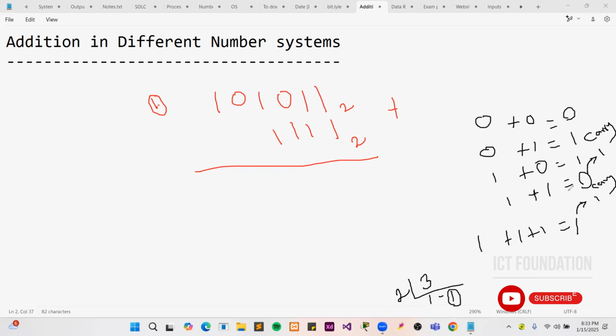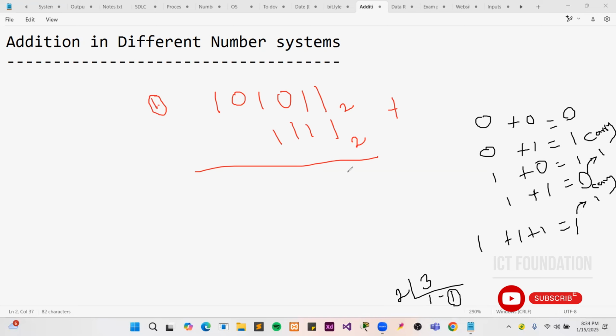Once you are having 1 plus 1, you can directly write 0. But the thing is carry will be 1. 1 plus 1 plus 1, you can write 1 as the answer. But you have to carry 1 bit for the previous calculation. Previous means in the next calculation, in this example, you have to carry the value. So we'll do an example, then you'll get clear knowledge about this addition part.